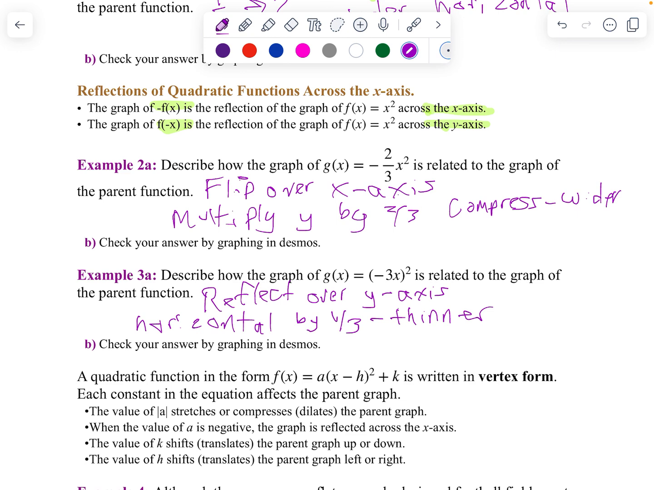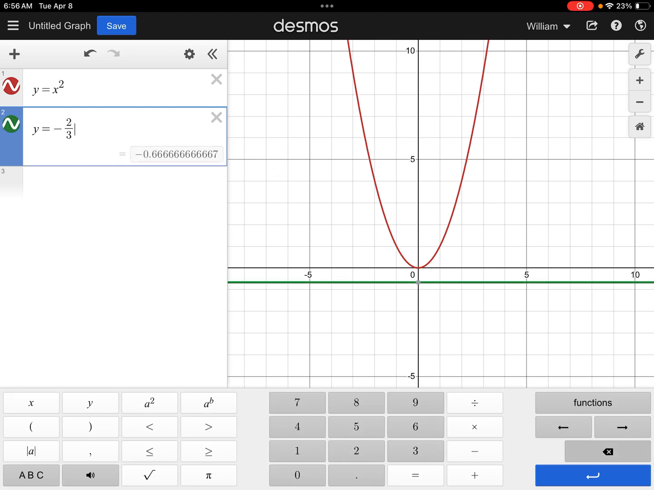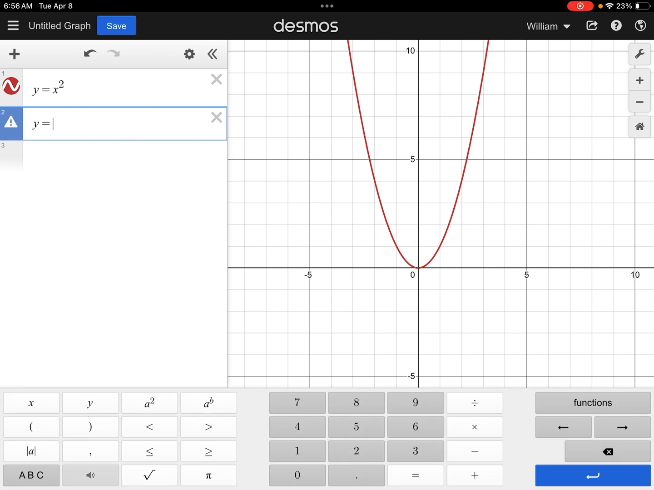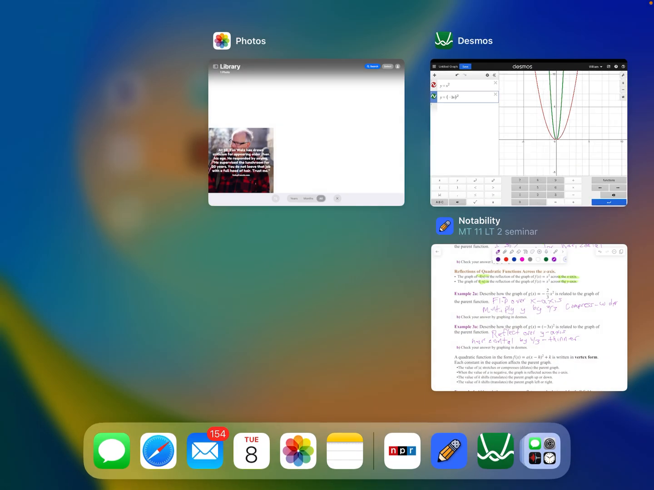Now, it's symmetric across 0, 0, so you're not going to be able to tell that it's actually been reflected when you graph it. So if I graph, let's check this, negative 3 in parentheses. See the difference? When I multiply by the x, it's horizontal, and then I square that. Notice, it's been flipped over the y-axis, but I can't tell because it's symmetric. My line of symmetry is the same. But it does get thinner, doesn't it? And that's what we would say on that one.